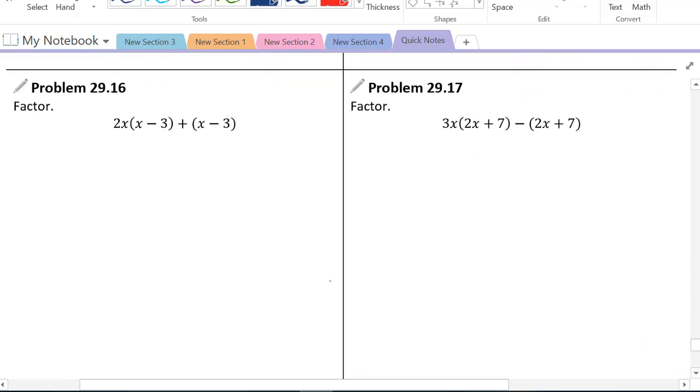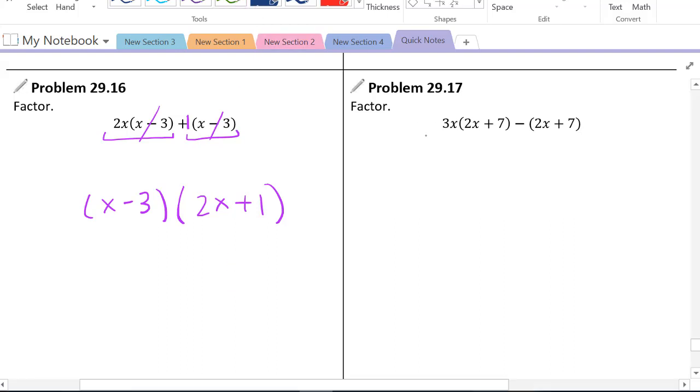Same thing here. Look at this and look at this. What's in common? X minus 3. If I take out x minus 3 from here and from there, what's left? I am left with 2x, and what's the number in the front over here? There's an imaginary 1 here. So that's 2x plus 1. That's how you factor that one.